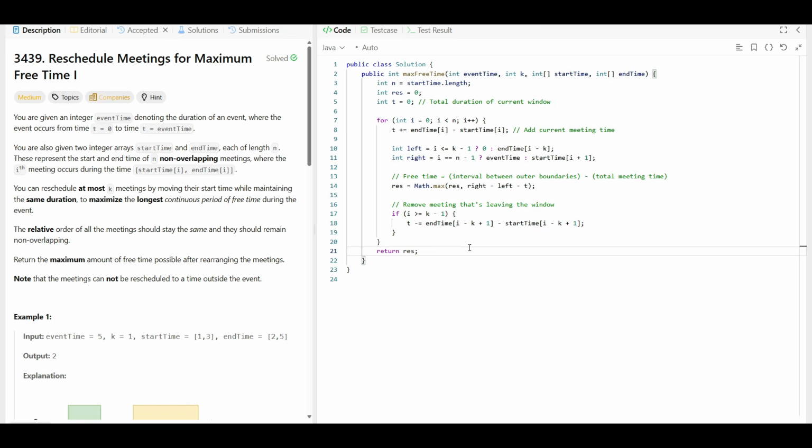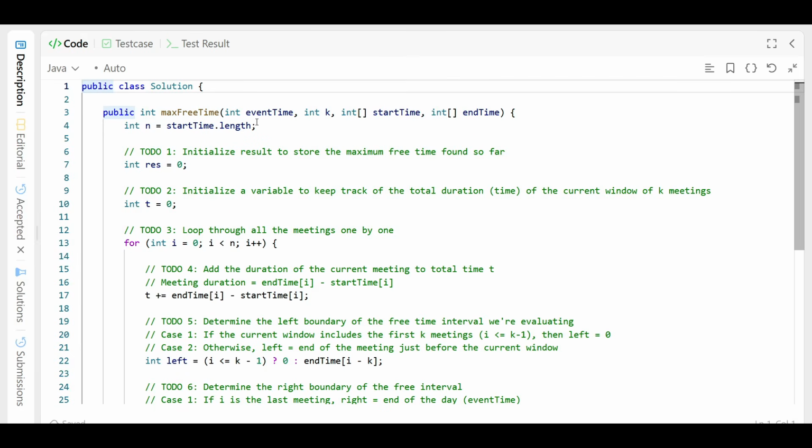So give me 1 second. What we have been given: event time, k, start time, and end time, right? So in the very first step, we'll find n, the number of meetings, how many meetings we have. We can find it using start time, or you can get it from the end time also. You will get the number of meetings.